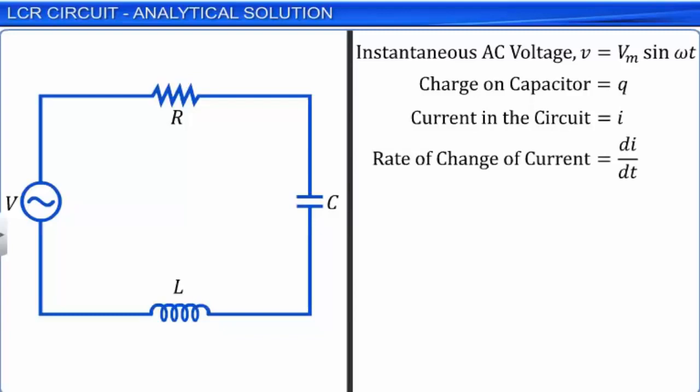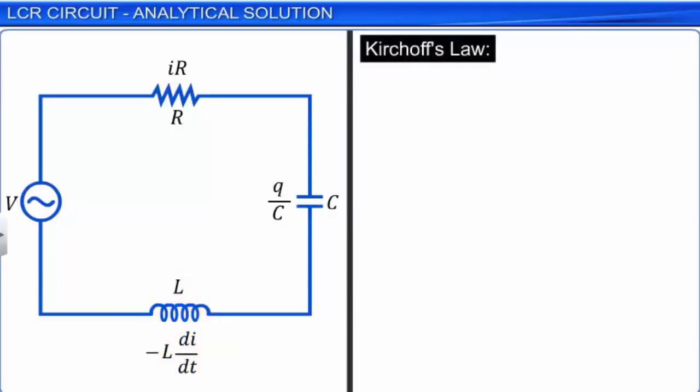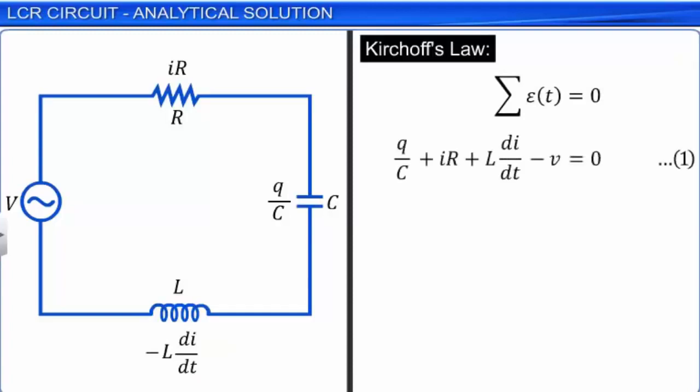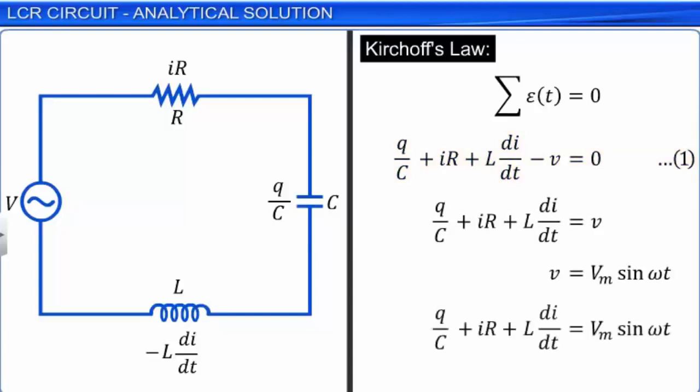Instantaneous voltage across the capacitor is equal to Q by C. The voltage across the resistor is IR, and the induced EMF across the inductor is minus L dI by dt. The negative sign here signifies the direction of the induced current according to Lenz's law. Applying Kirchhoff's loop rule to this circuit, we get Q by C plus IR plus L dI by dt minus V equal to 0. Let this be equation 1. Since V is equal to Vm sin omega t, we get Q by C plus IR plus L dI by dt is equal to Vm sin omega t.